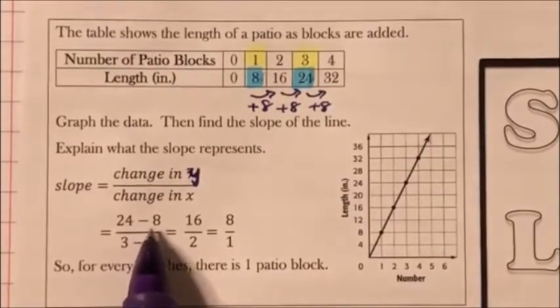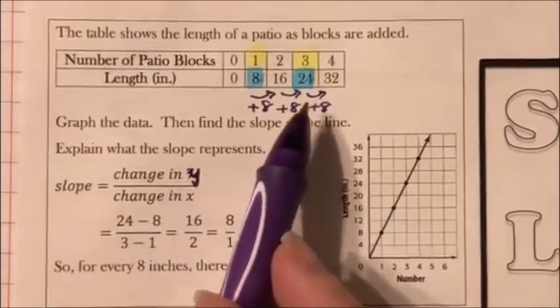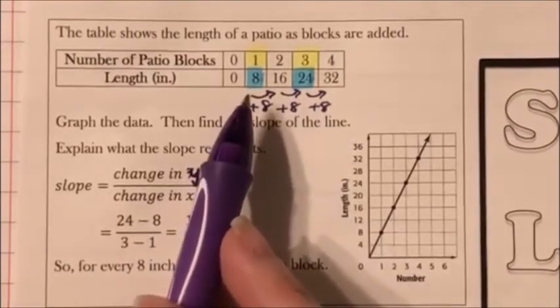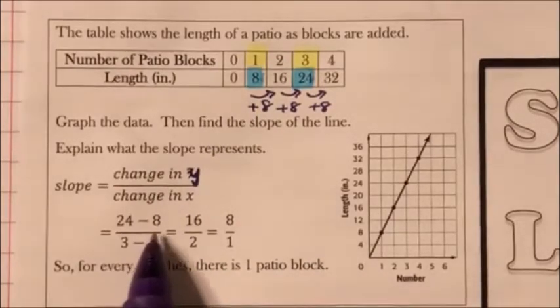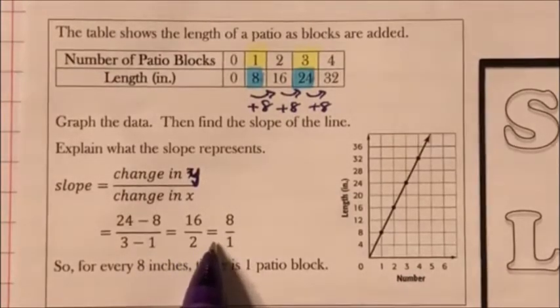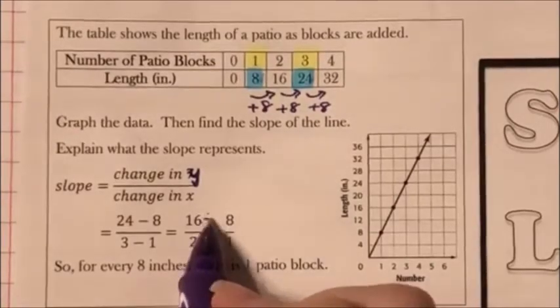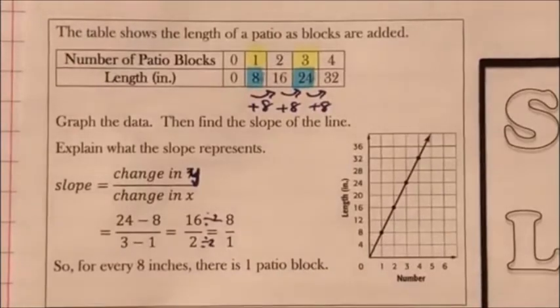24 minus 8, because change means I subtract. So 24 minus 8, the first point I chose and the second point I chose, over 3 minus 1. So 24 minus 8 gives me 16. 3 minus 1 gives me 2. So I have 16 over 2. That equals, I can divide both of these by 2. So 8. 16 divided by 2 is 8. And 2 divided by 2 is 1.